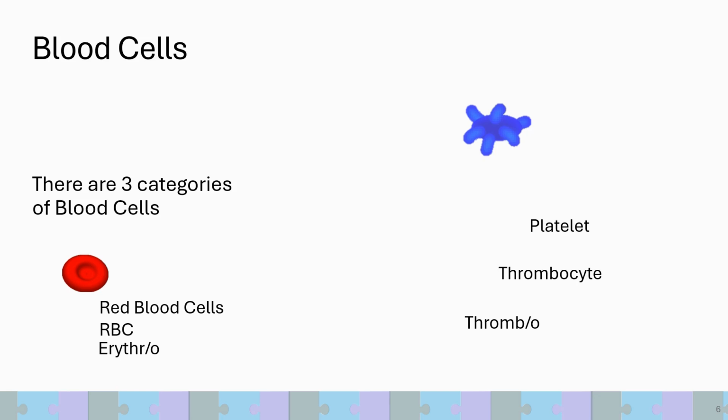The new root term here is thrombo, and if you look at that term, thrombo refers to clotting. And so that platelet or that thrombocyte, remember again, it's the same term, refers to a cell that helps us clot. It is abbreviated with the platelet designation, so capital PLT is the abbreviation for a platelet.